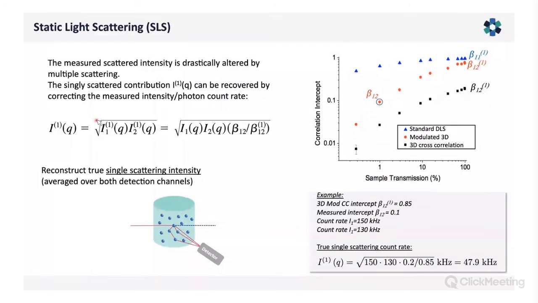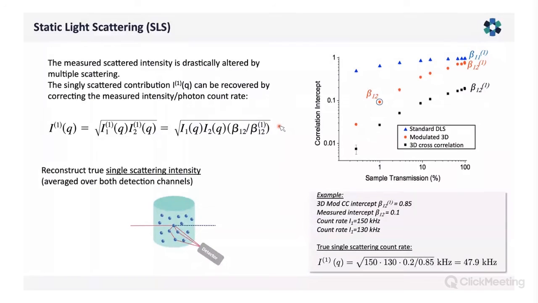And there's a simple formula that you can use by averaging over both detection channels. So the single scattering intensity is the square root of the product of the single scattering intensities of each channel. That's trivial. And this you get by multiplying each intensity or count rate that you measured on each detector, 1 and 2, and the ratio of the measured intercept to the perfect intercept or amplitude.